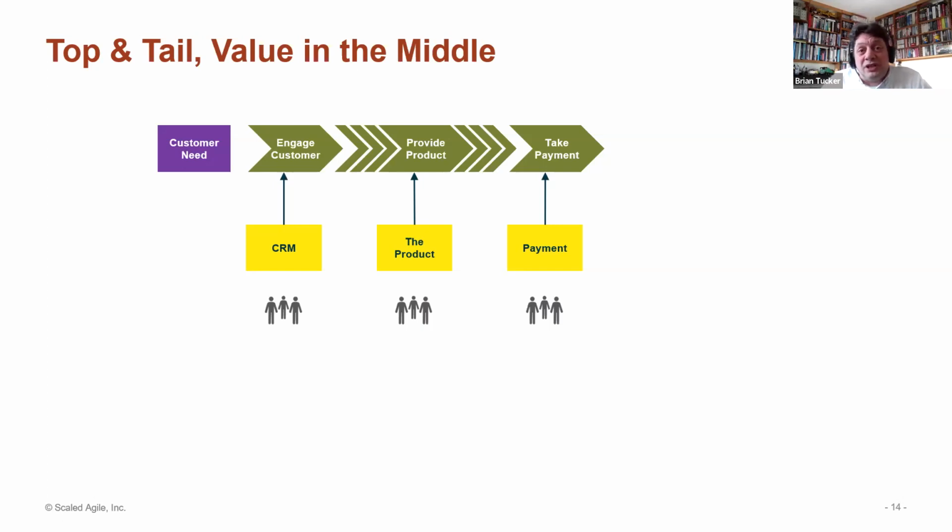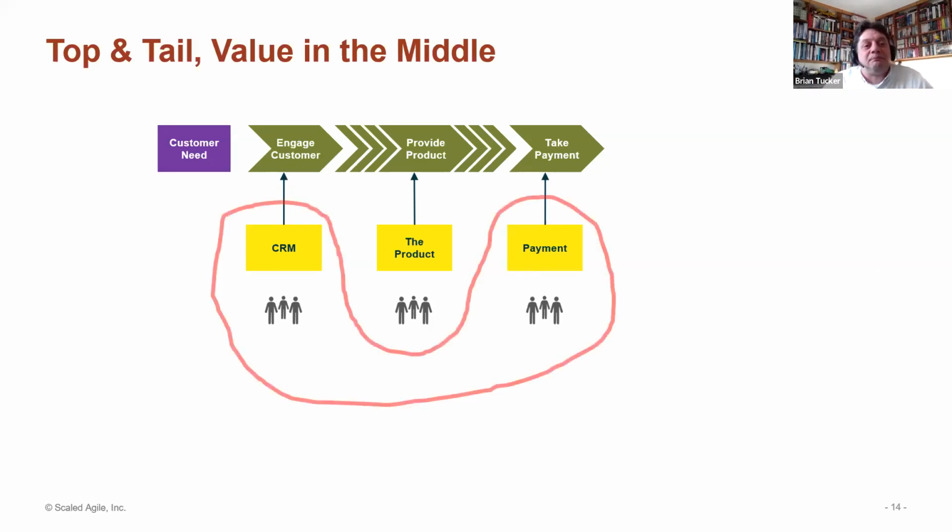The systems supporting that are customer relationship management, the product, and payment. Different organizations may have different names for these systems. They may be a collection of subsystems rather than a single entity. It doesn't matter. Remember, for the purposes of patterns, we want to aggregate, abstract up out of the tiny details. The pattern that we've regularly seen emerge is that CRM and payment are often linked. Not necessarily a tight coupling, but information flows between them.